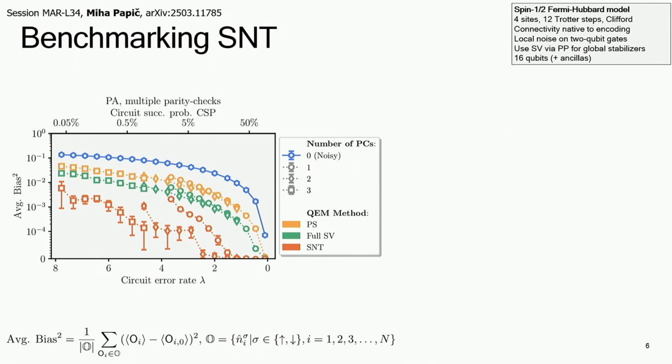So what I have here on the x-axis is the circuit error rate, so how much noise we have in the system for this two-dimensional distance one encoding that I was showing earlier. And obviously, the noisy results are the worst. This is the largest bias. As we add stabilizer-based post-selection, the bias decreases. As we also verify the global symmetries via a different error mitigation technique, we gain a bit more. But if you do subspace noise tailoring, you can see that the bias is on average orders of magnitude smaller.